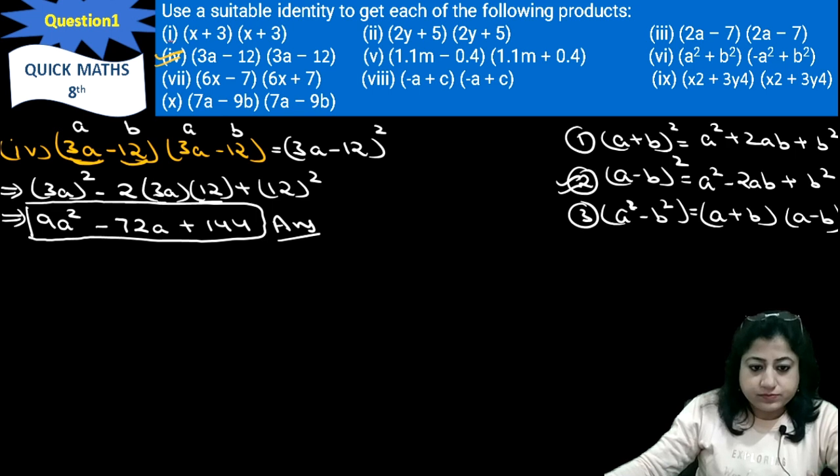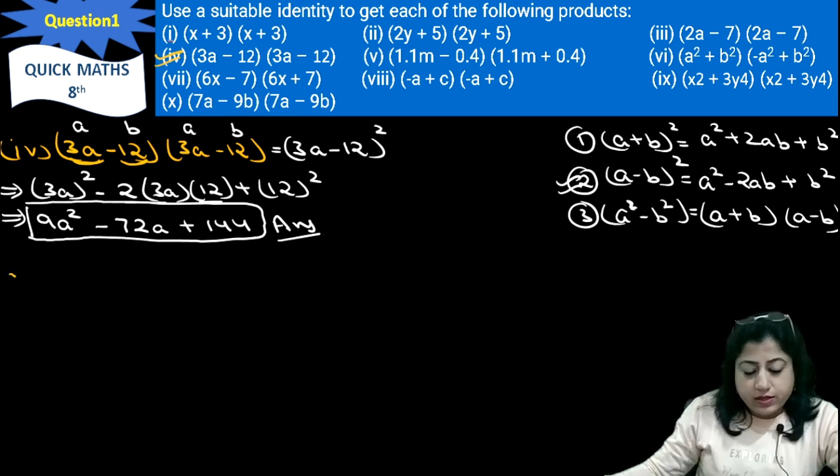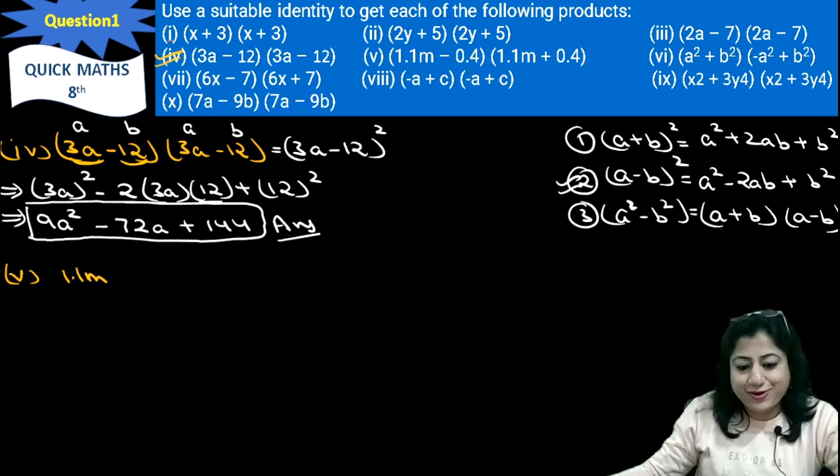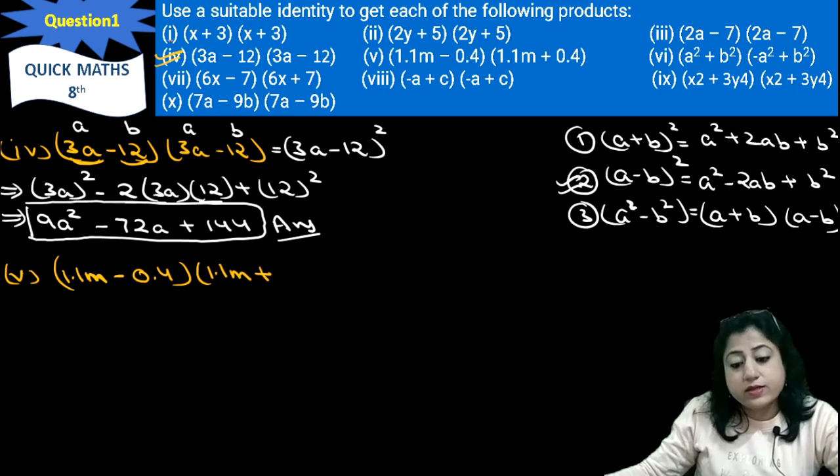Now come to the next question. This is the fifth part. Fifth part is 1.1 m, sorry, it's m minus 0.4, again 1.1 m, but it is plus 0.4.